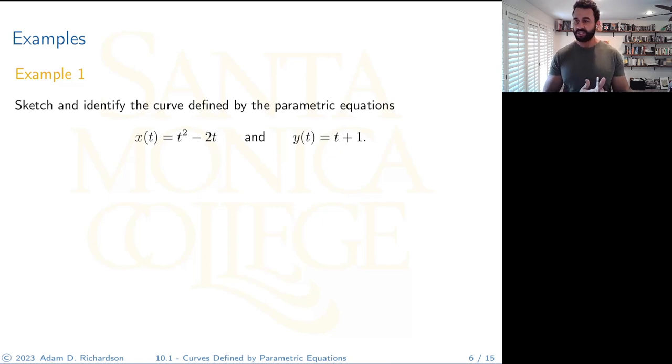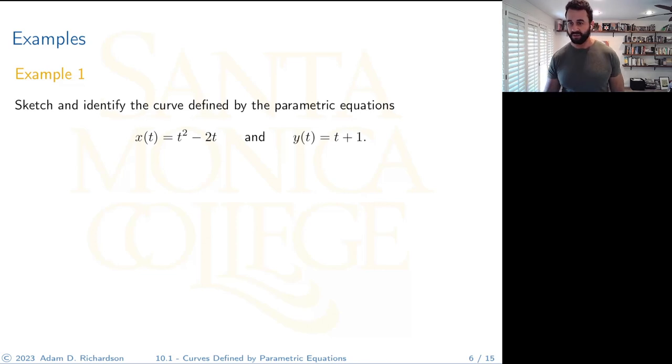We're going to sketch and identify the curve given by these parametric equations. And for now, we're going to use a table. So I'm actually going to have you do this on your own first. But let me point out what's happening. Here, the x coordinate is given by this function of t, and the y coordinate is given by this function of t. So what you're going to do is you're going to plug in some values for t, and then compute what the x coordinate and the y coordinates are going to be. And then plot those points.